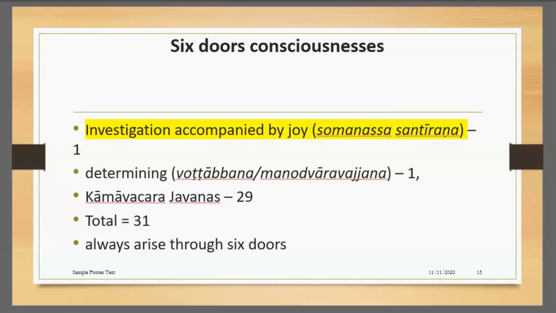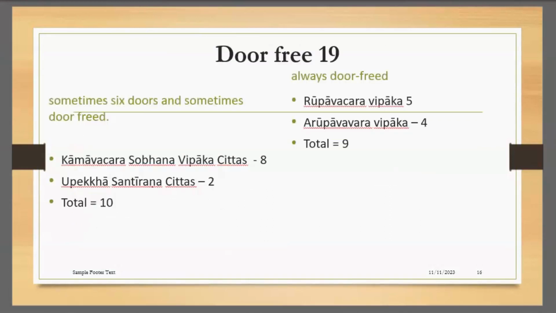Then let's try to find the Chittas that are free from doors. So door-free Chittas can be classified into 2 sections: sometimes 6 door and sometimes door-free, and always door-free. Always door-free means those Chittas perform only Patisandhi, Bhavanga and Chuti. So please pay attention to the functions again. 5 Rupavachara Vipaka and 4 Arupavachara Vipaka perform only Patisandhi, Bhavanga and Chuti. So these Chittas are always door-free.